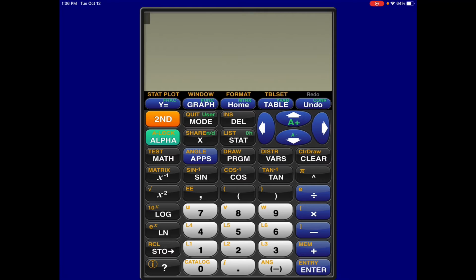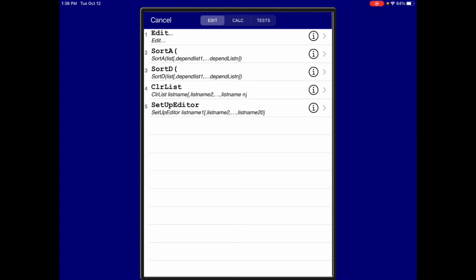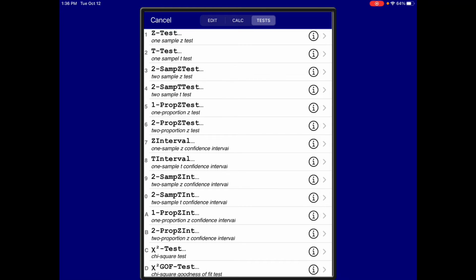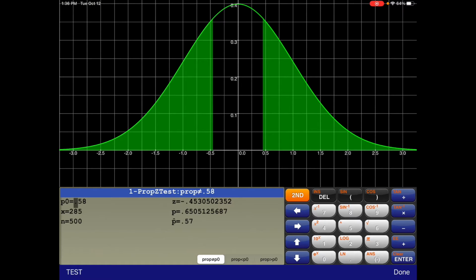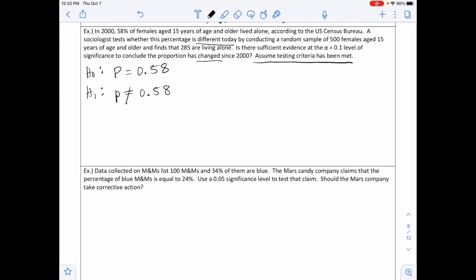On your graphing calculator, you're going to go to Stat, scroll over to Test, find 1-PropZTest, and we need to enter in our values. For P0, we have 0.58. For X, we have 285 out of our sample, which is N of 500. Make sure to select your alternative hypothesis of not equal to, and when you do that, you will get a p-value of 0.6505.